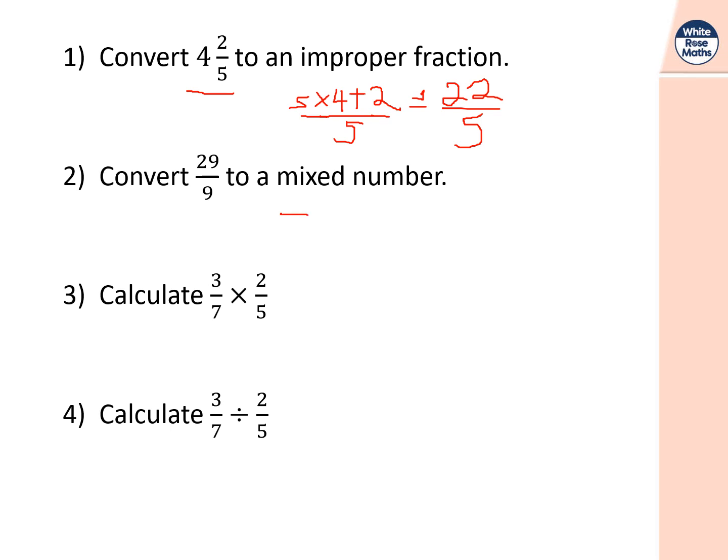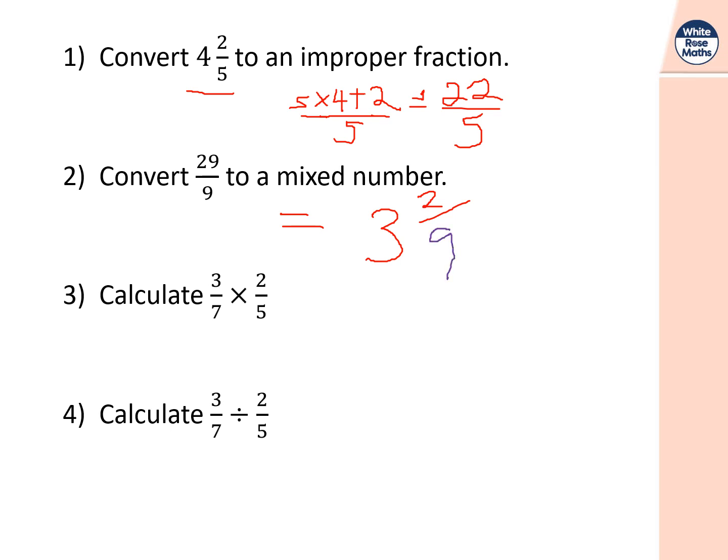Question number 2, convert 29 ninths to a mixed number. So this is what I call a top-heavy fraction or an improper fraction. 9s into 29 go 3 times: 9, 18, 27, and the remainder is 2, so the remainder is written as a fraction, so it's 3 and 2/9, guys. Sorry, not 2/3, I made a mistake there.